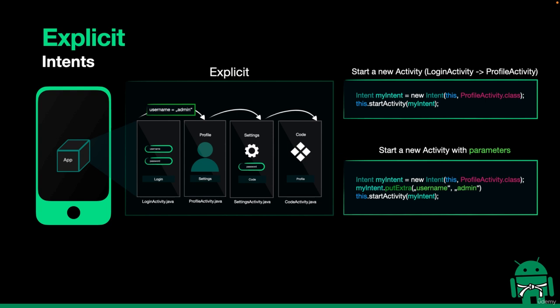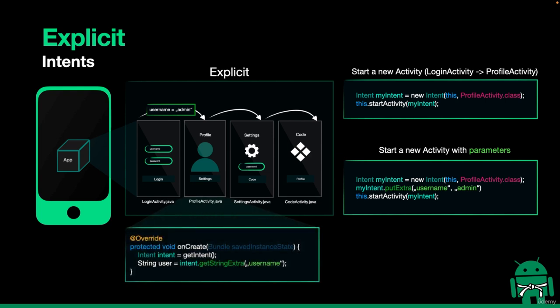So over here we can see we are providing a username and an admin, and then we are starting this activity. After successfully logging in as admin, the information admin will be passed from the logging activity into the profile activity. How does this look like? Well, it's not that hard. It's shown over here. This is the code of the profile activity.